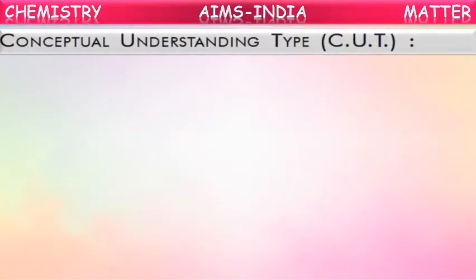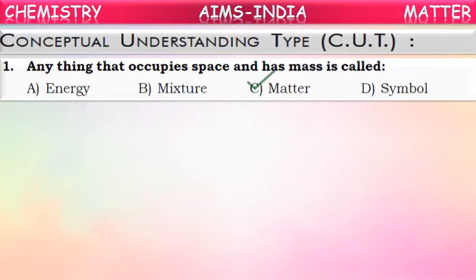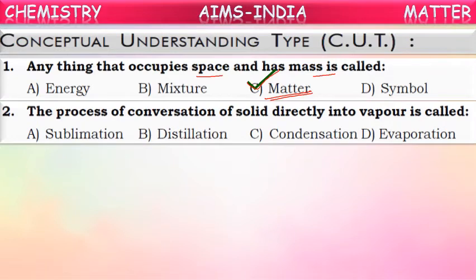See what questions they have given in our worksheet, the practice sheet as we can also say. First we are seeing the conceptual understanding questions. Anything that occupies space and has mass is called matter. Yes, that is the first property of matter. Okay, come to the next question. The process of conversion, this is not conversation, this is conversion, the conversion of solid directly into vapor.